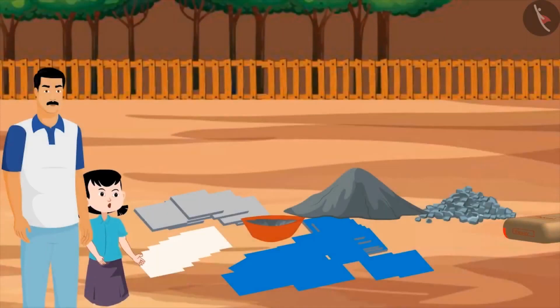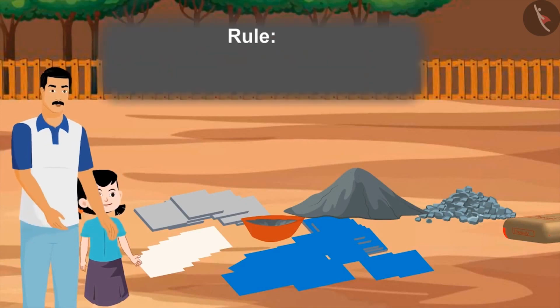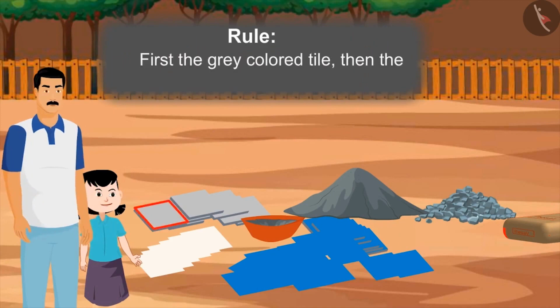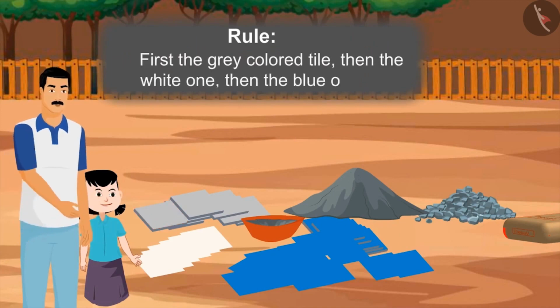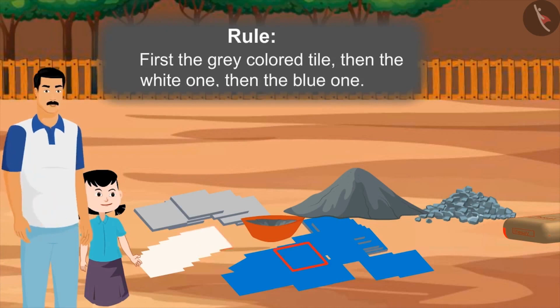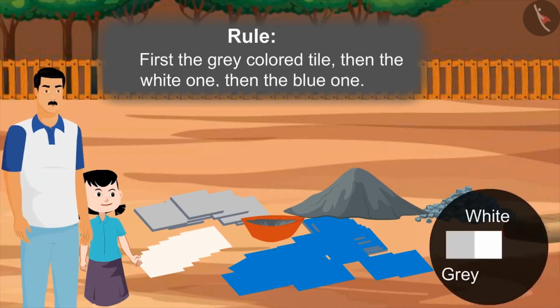Uncle, did the tiles come? Yes, look. Can I help you in putting tiles? Yes, sure. First, we will put the grey colored tiles. After that, we will place the white one. And after that, the blue one. And make sure to put the tiles in this order only, so that all of them make a beautiful pattern.